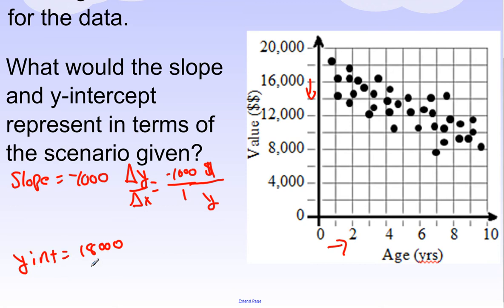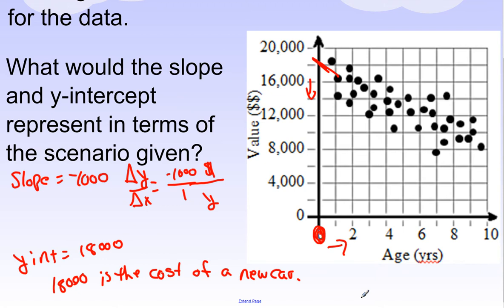And the y-intercept, 18,000. The y-intercept is where the line crosses when the x value is 0. So when the age of the car is 0, that would be the approximate value of a new car, a car that's 0 years old. So $18,000 is the cost of a new car. That's what it would represent in terms of this particular scenario, in terms of the data that we were given. $18,000 would be about the average price of a new car.